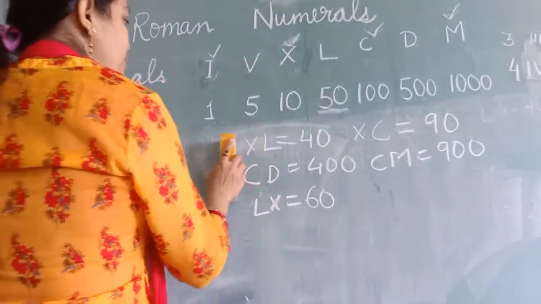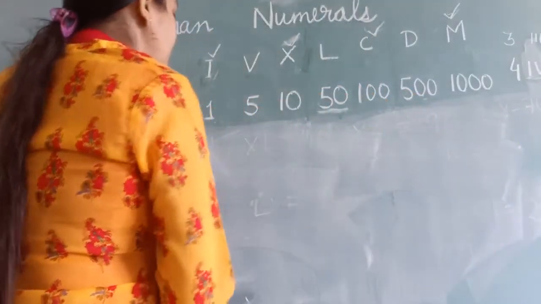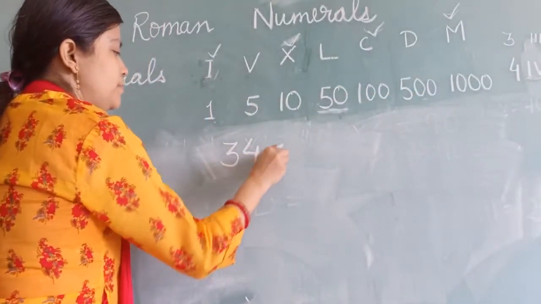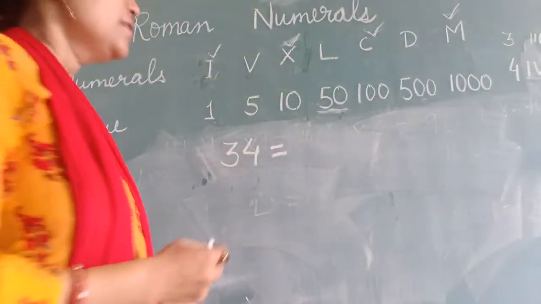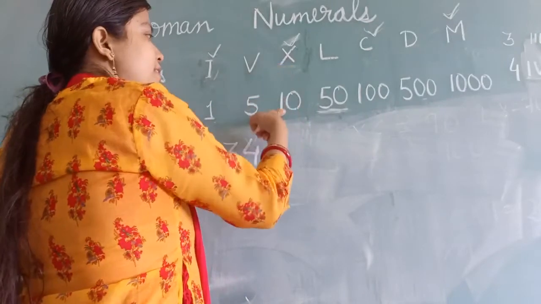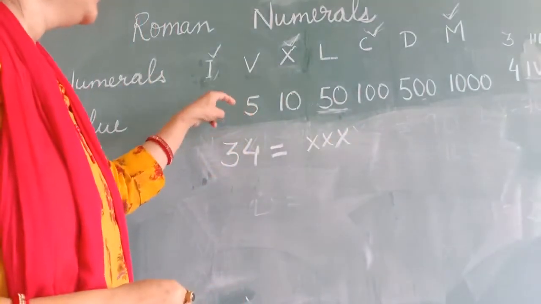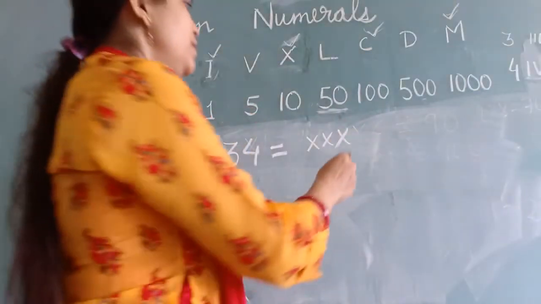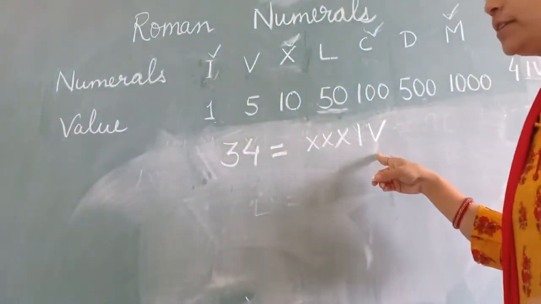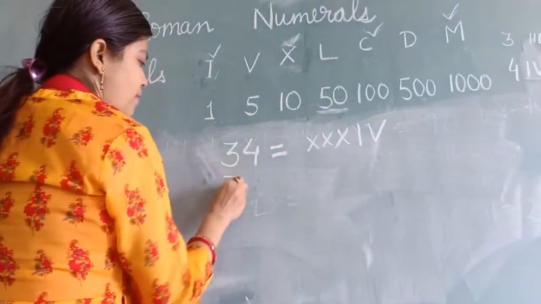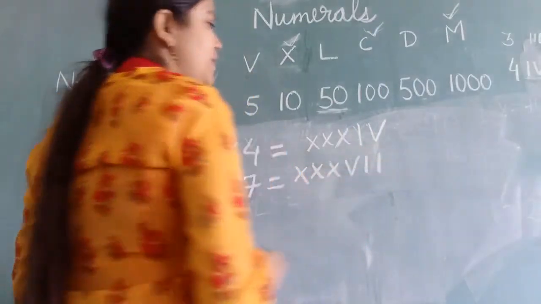For example, if you are asked to write the Roman numeral of 34, what will you do? You will write 30 plus 4. You know how to write 30: X we repeat 3 times, 10 plus 10 plus 10 will be 30. And then for 4 we do 5 minus 1, that is IV. So it is 34. Clear to you? How will you write 37? 30 and then 7, that is 37.